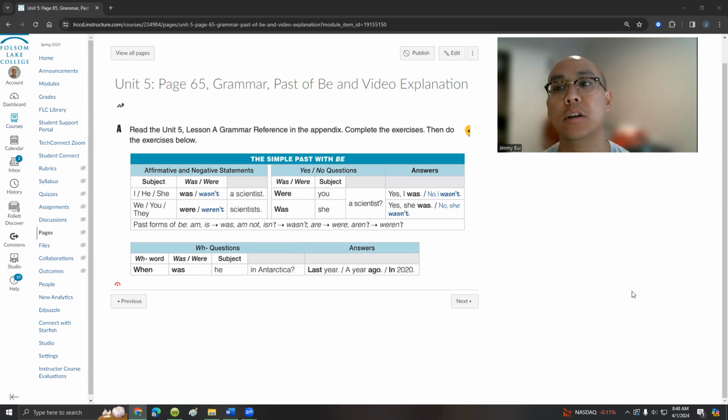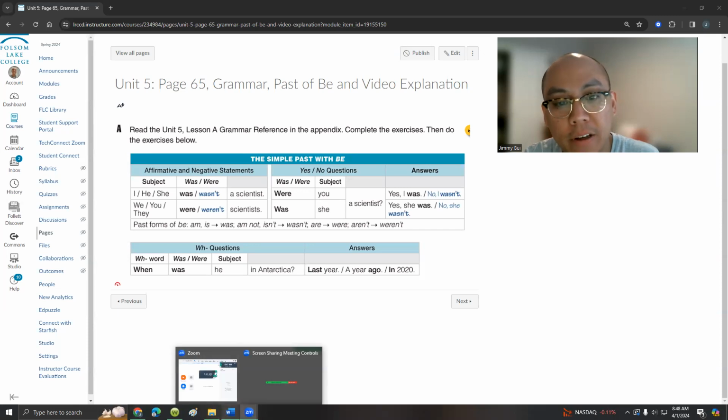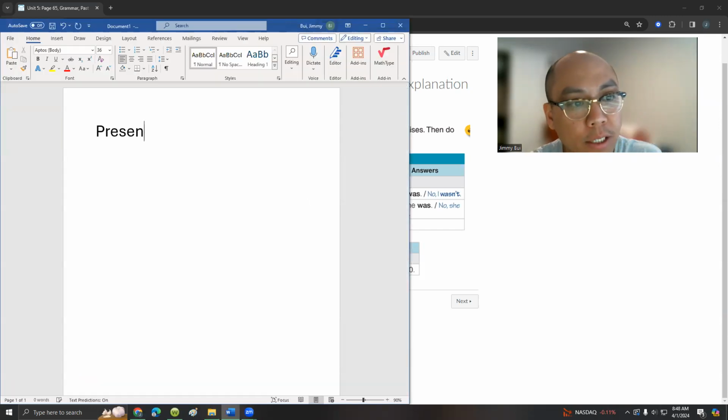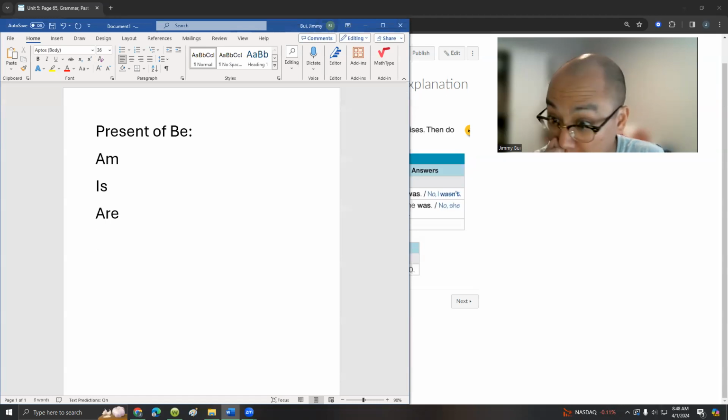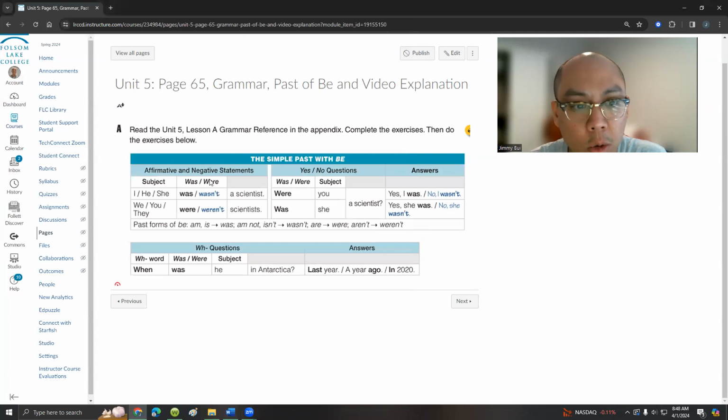In this unit, Unit 5, page 65, we will be taking a look at grammar for the past of be. Past means actions that were completed before now. We have the present tense, present of be, and we know this as am, is, are. Now the past of be, we have was, wasn't, were, weren't.